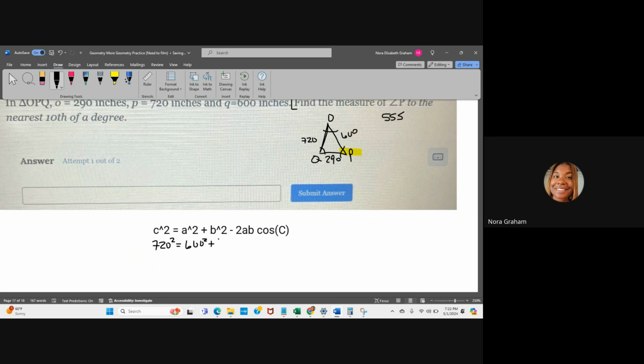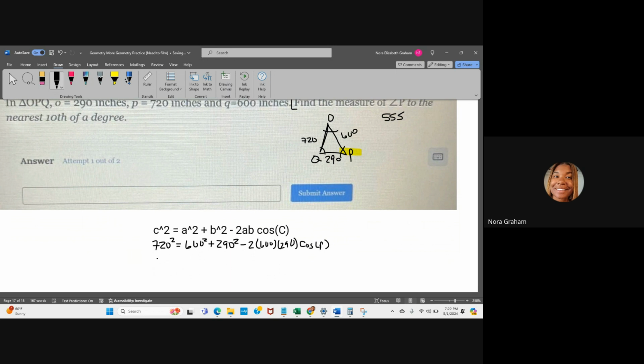All right. And then 290 squared. And then minus 2. Again, it doesn't matter whichever I put first, the a or b, because multiplication is commutative. So 600, and all I'm doing is plugging in my variables right now, 290. All right, and then cosine. We're trying to find our angle P, so we don't know that. That's our unknown of P. Okay, now that I plugged everything in, I'm going to use algebra to start solving this down.